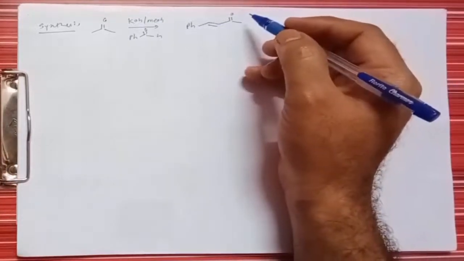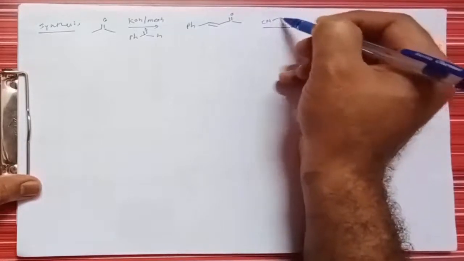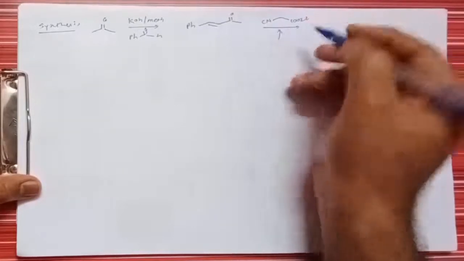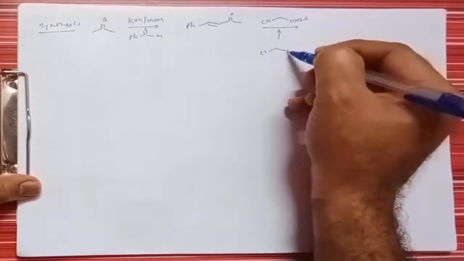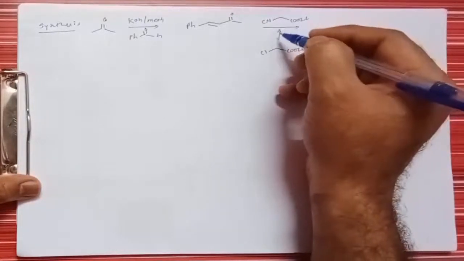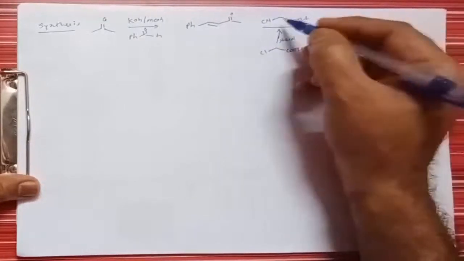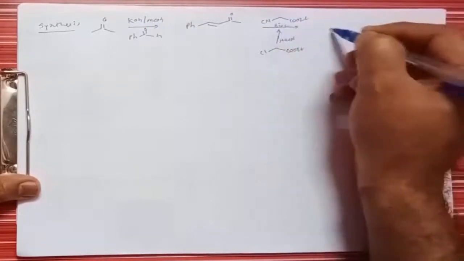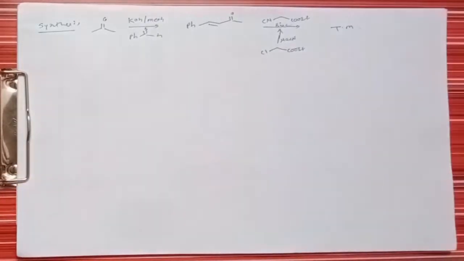Then if we treat this molecule with NC CH2 COOEt, which can be easily prepared, how can we prepare this? That means Cl CH2 COOEt in the presence of sodium cyanide gives formation of this compound. So using this compound and a base, it gives formation of the target molecule. That means a simple Michael addition is there, and it gives a 1,5-dicarbonyl compound.